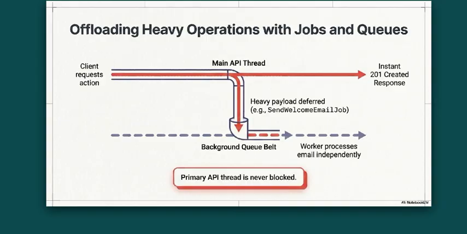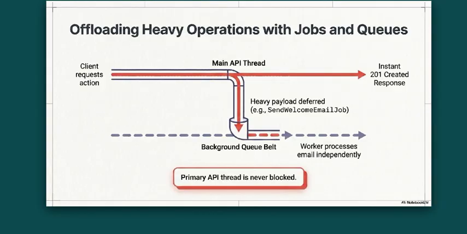If the mail server takes 5 seconds to respond, it doesn't matter. The worker is blocked, but the primary API thread is completely unaffected. It is still taking new HTTP requests at lightning speed. That is brilliant. You delegate all the time-consuming chores to a dedicated crew in the back room so the front-of-house staff can focus entirely on immediate customer service.